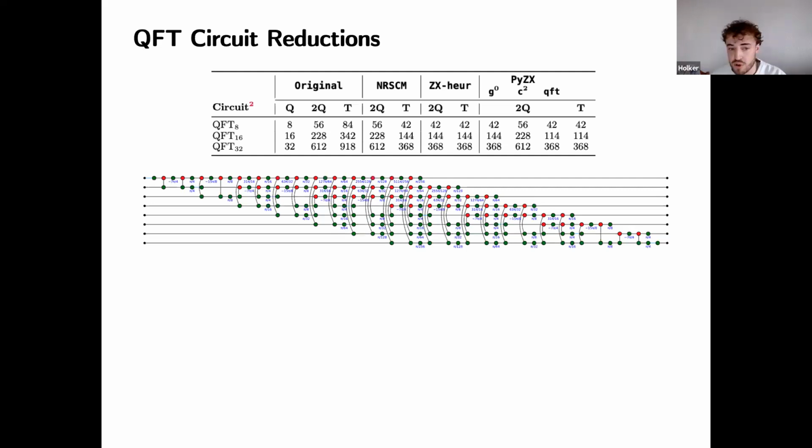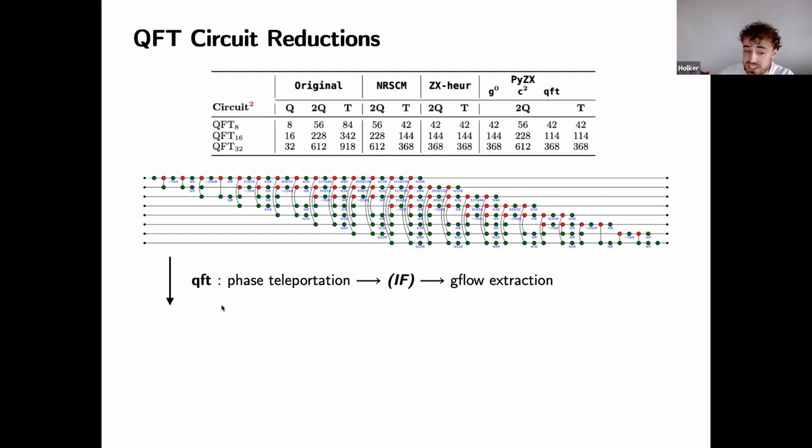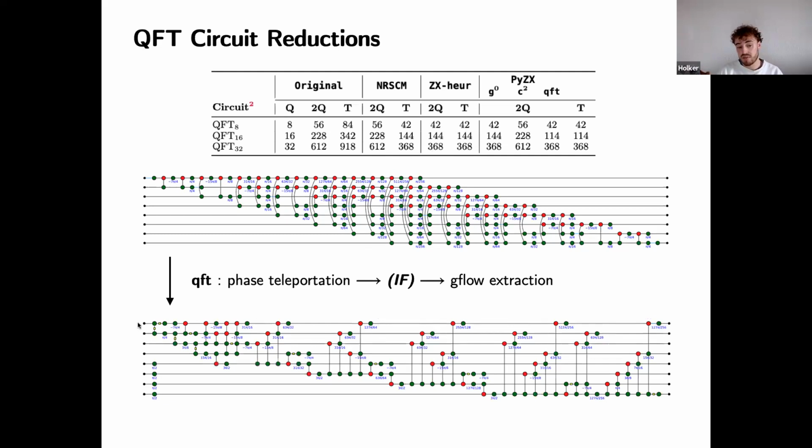So, for example, this is a QFT 8 circuit, quantum Fourier transform 8 circuit. Simply by applying phase teleportation and then only applying identity fusion, so removing identity vertices and fusing vertices together, and then using the G-flow extraction, that's all that's required to get to this form where the number of 2-qubit gates is exactly equal to the number of T gates, and it appears to find some normal form. I haven't seen any paper which references this before.